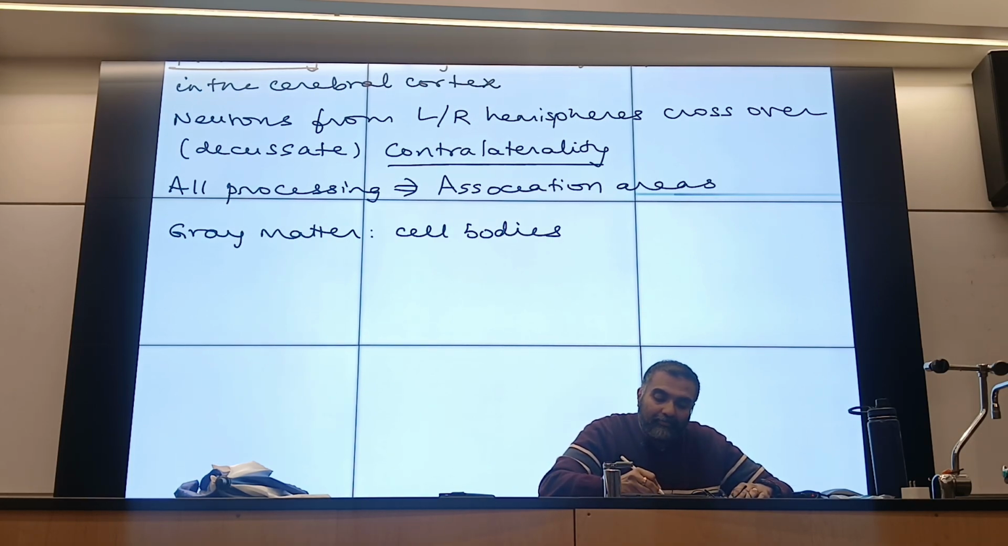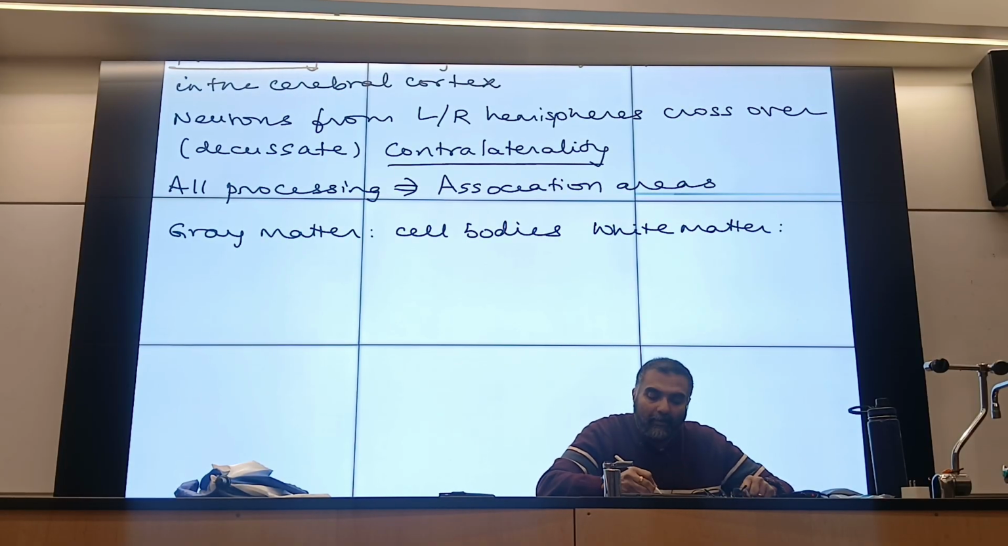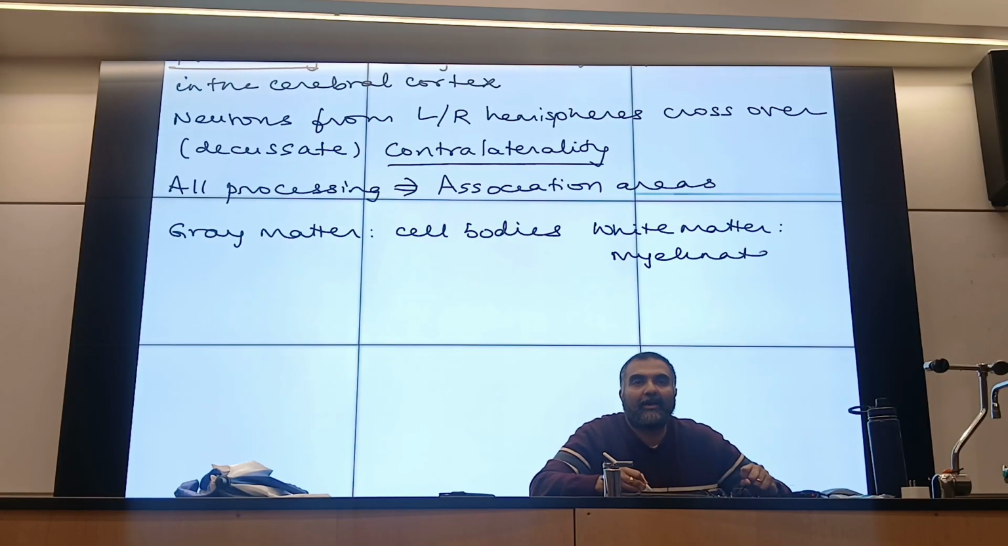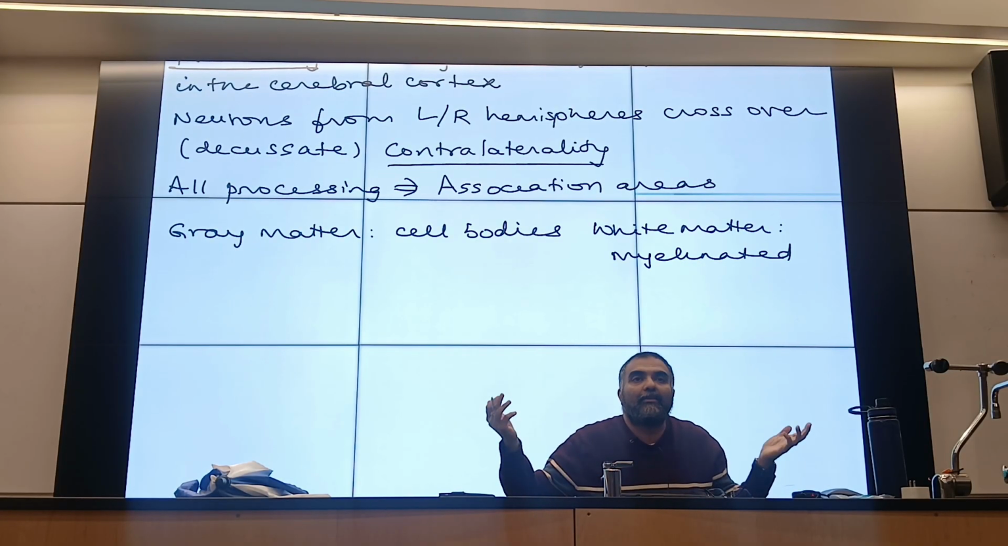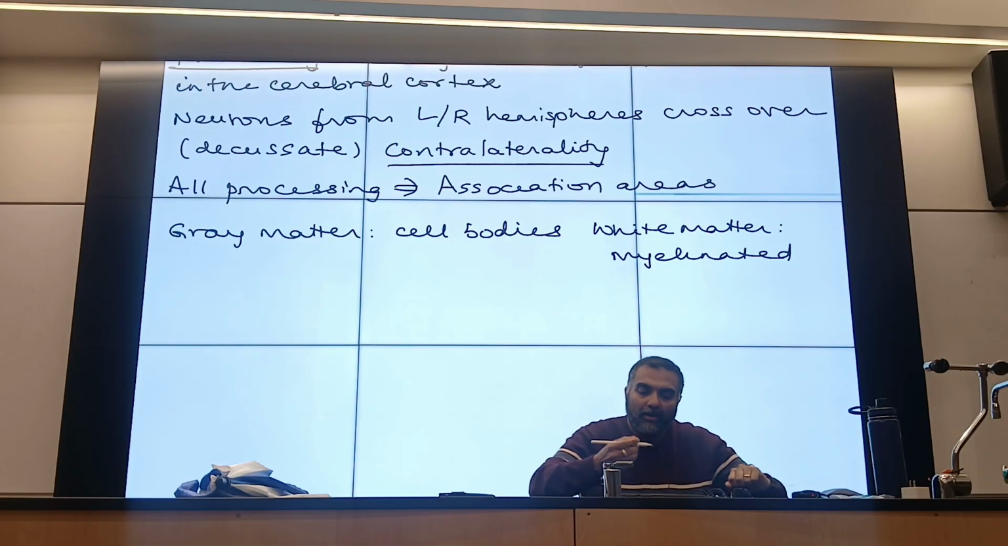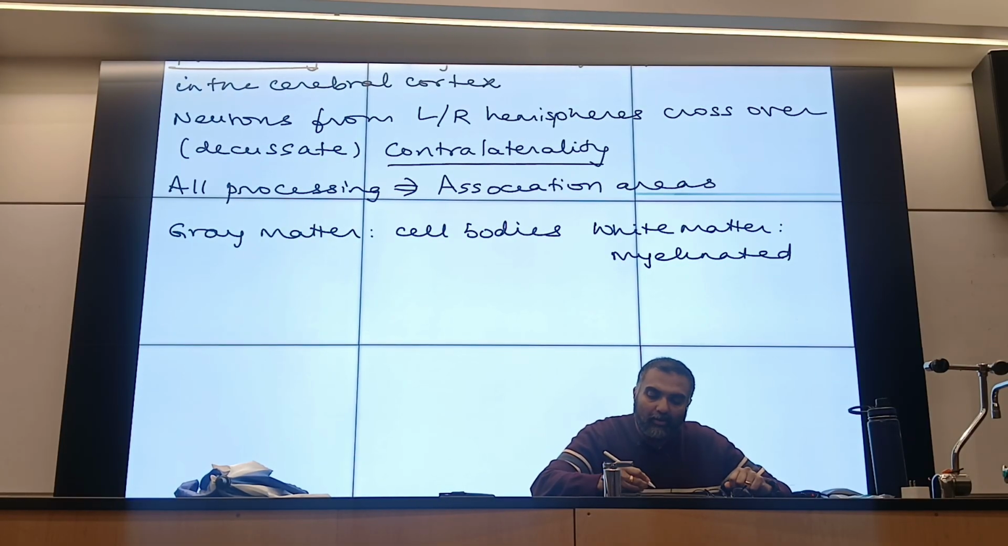And white matter is usually myelinated axons, and technically unmyelinated axons. If you have unmyelinated axons, they're going to appear white as well, right? Because they don't have anything on them. They look kind of transparent. So myelinated axons mostly, okay?